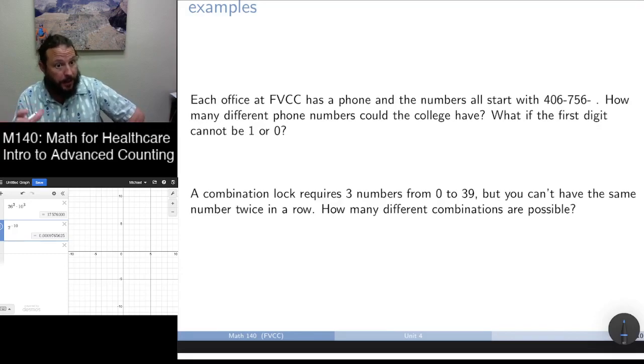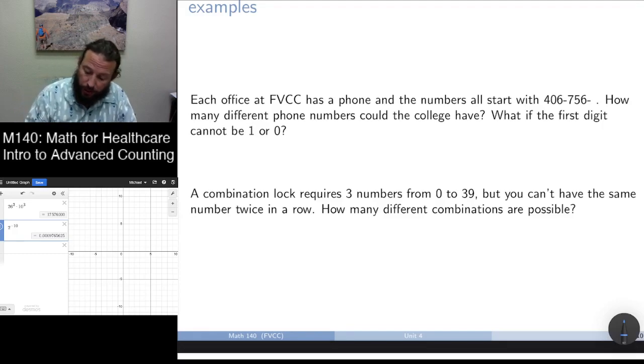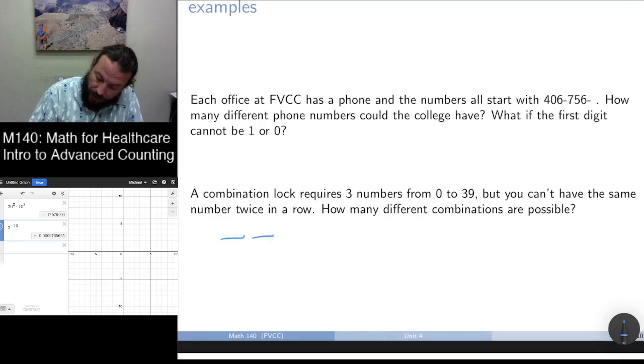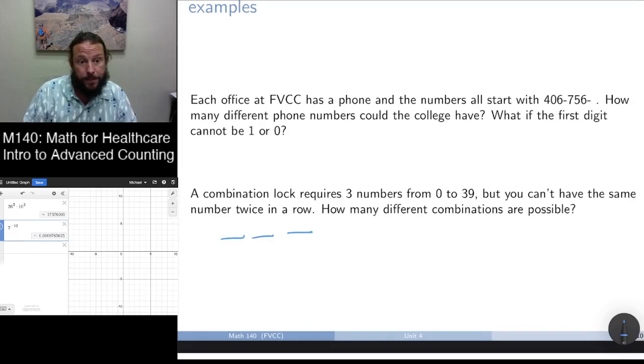All right. Again, this is asking for a number, not a probability. But really, what are we finding? The number of ways, it's the set of all different possible lock combinations. That's really what we're counting. All right, so 3 numbers, so we got 3 dashes. And let's see, 0 to 39.